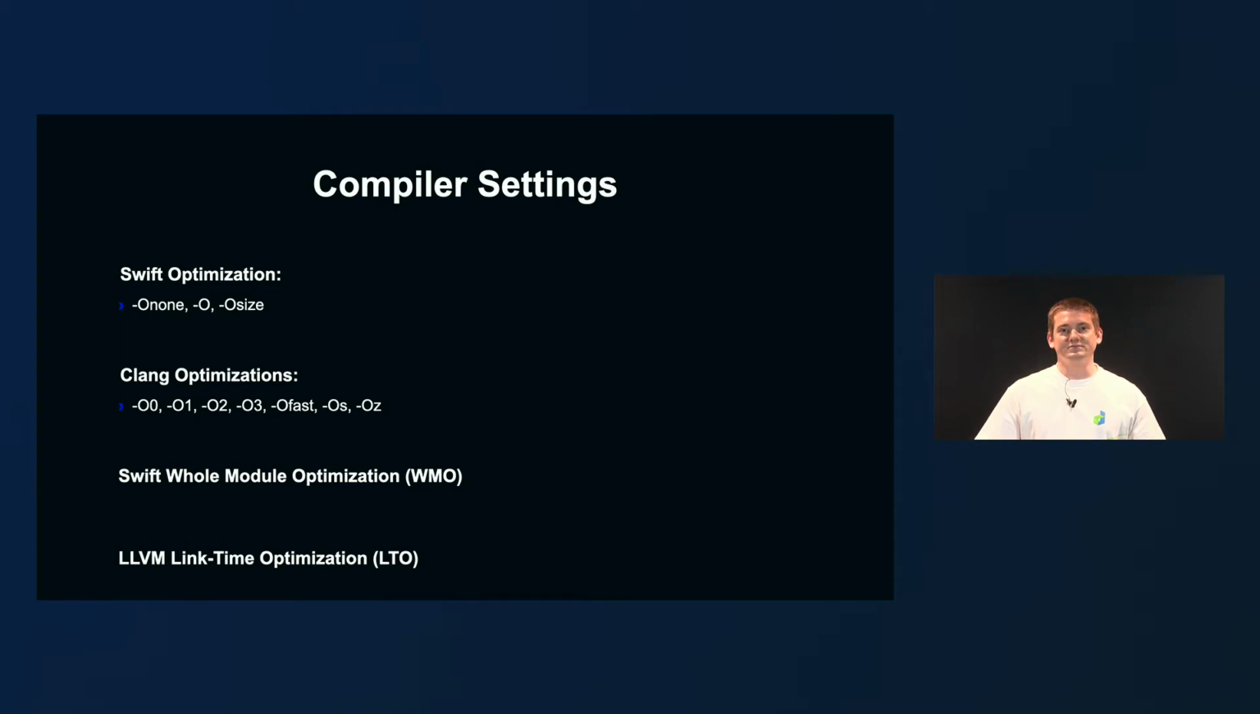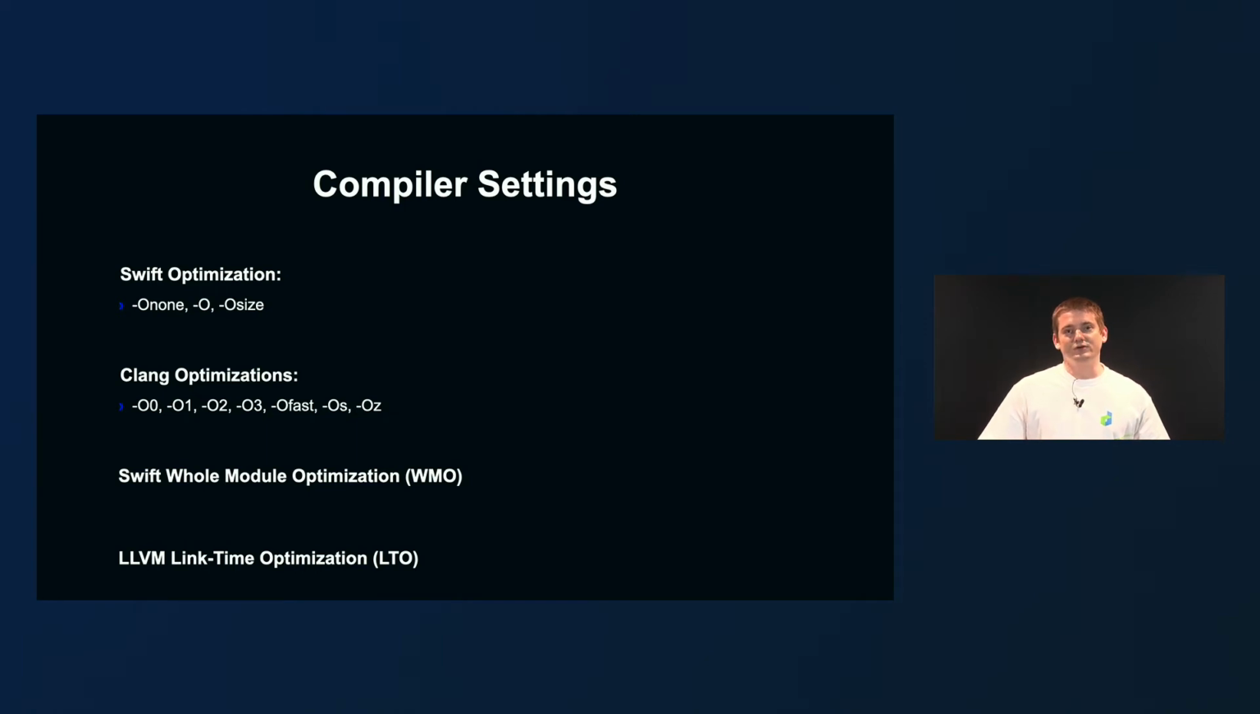O provides the best performance, while O size gives us better binary size. Similarly, Clang has 7 optimizations. Of these, O3, O fast, and OS are going to give us the best performance, but they have some trade-offs, so you want to test those on your app specifically before you make a decision.